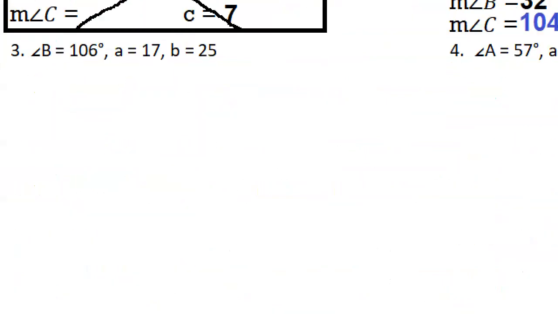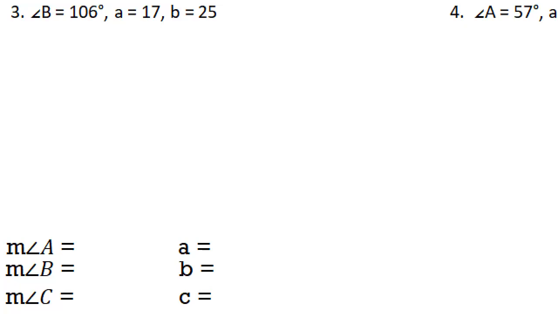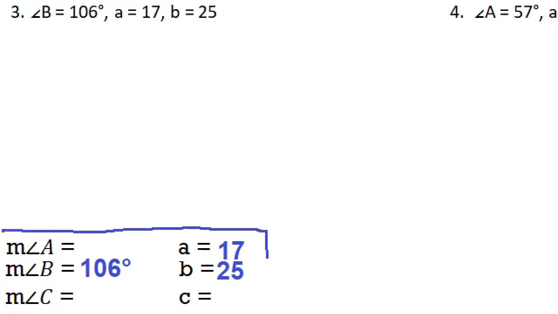All right, let's talk about example number 3 here. All right, now as I type in the information in the box right here, where angle B is 106 degrees, side A is 17, and side B is 25, I am already relieved. As I'm going through looking at these numbers, I'm already really happy about what I see, because I know for a fact that I'm not going to have to do that crazy two triangle stuff. There's only going to be one possible answer.